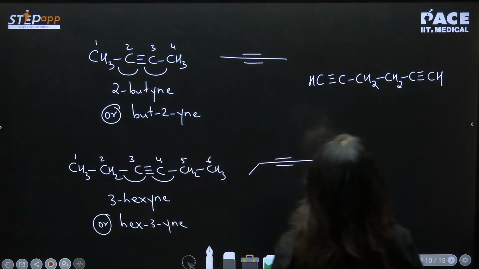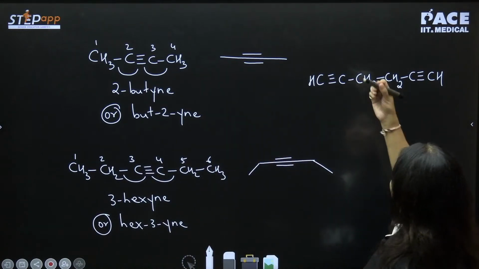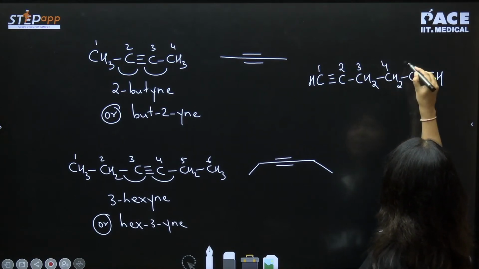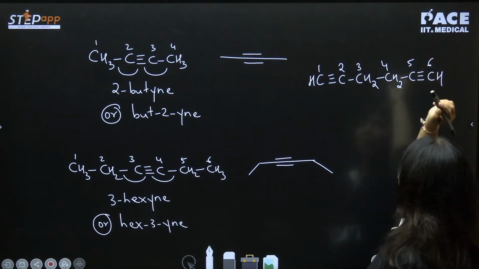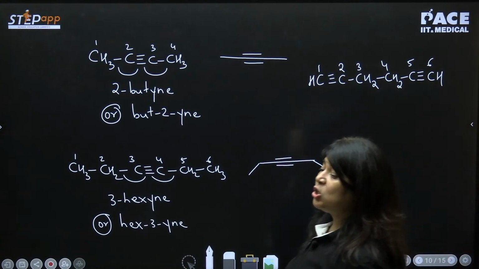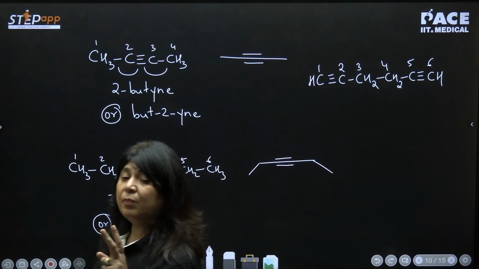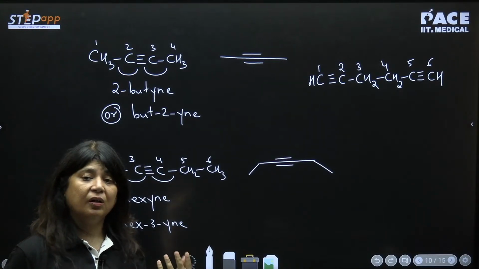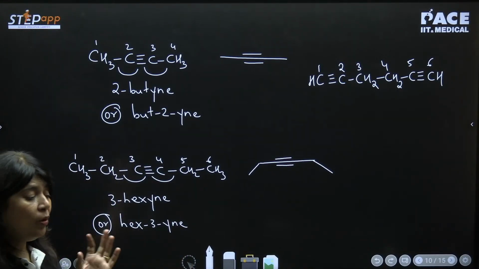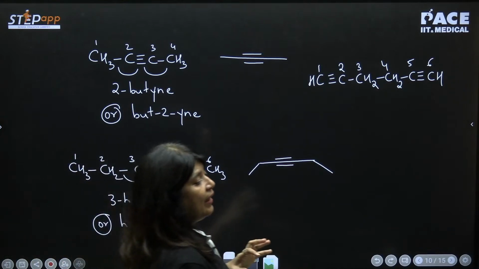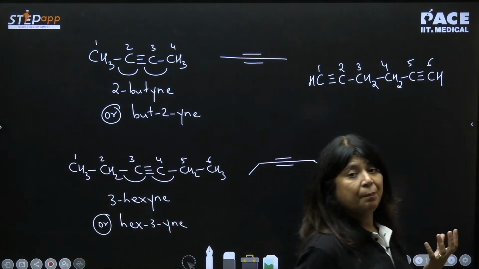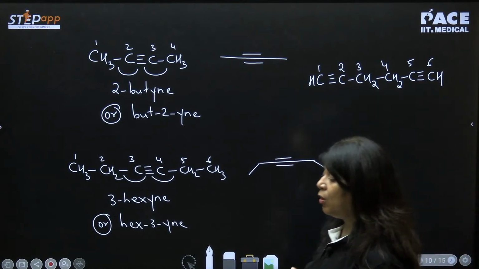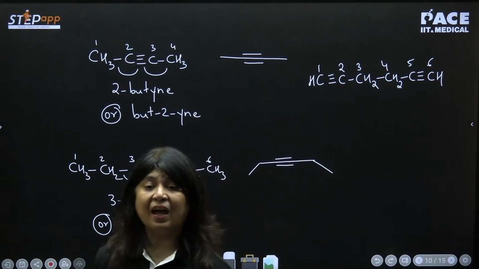Now this compound again can be numbered from any direction, from left to right or right to left, because again it is a symmetrical alkyne. Now in this compound there are two triple bonds. Two triple bonds, so diyne. Three triple bonds, triyne. Four triple bonds, tetrayne. Five triple bonds, pentayne, and so on. But here there are only two triple bonds, so it is going to be named as a diyne.